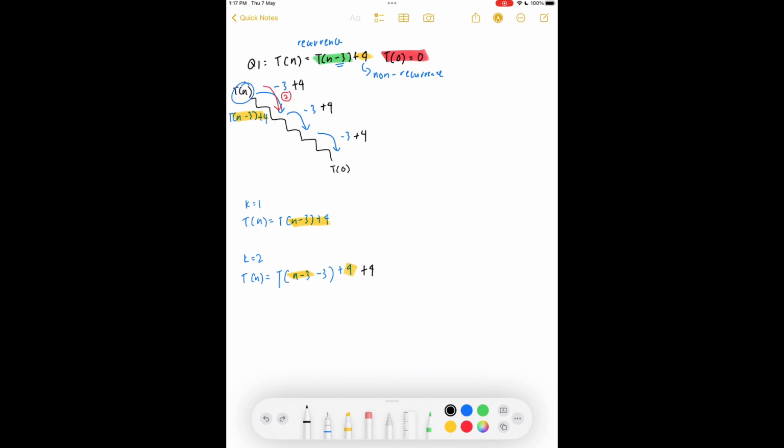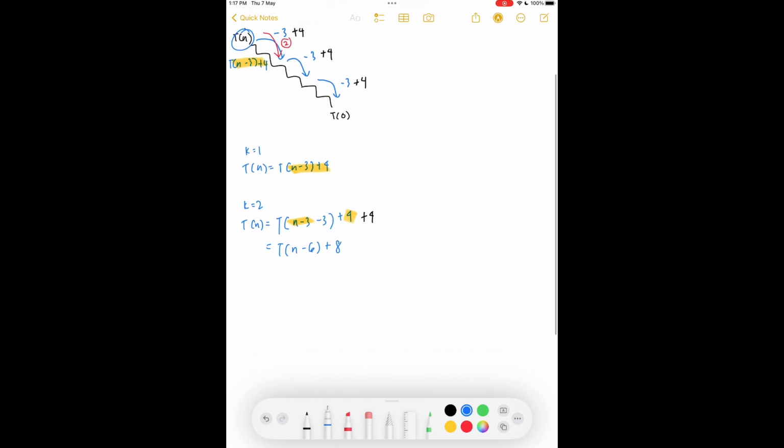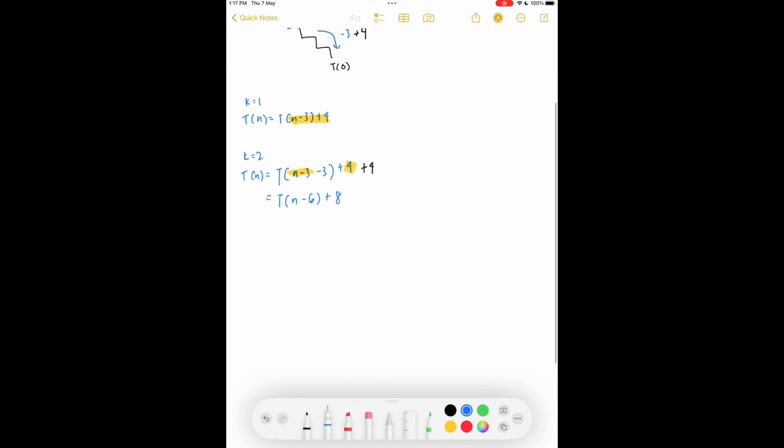Okay, so do you see what's going on? We have a pattern here where we have to minus 3 and plus 4 for every round. So the calculation occurs here: minus 3 plus 4, minus 3 plus 4. This is happening in the second round. Let's just solve what's happening here: minus 6 plus 8. Stay with me. Alright, so this is for k equals 2. Okay, let's go to the third round, k equals 3. What's going to happen?